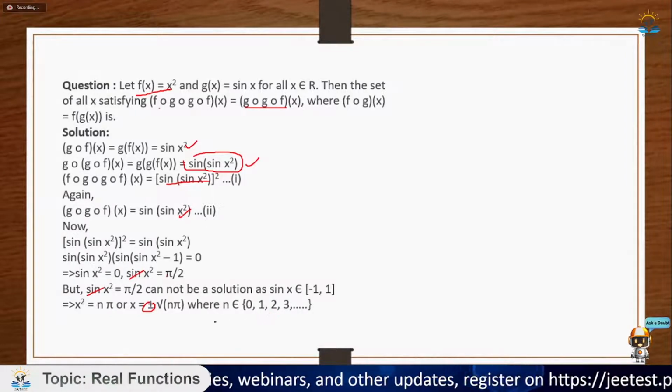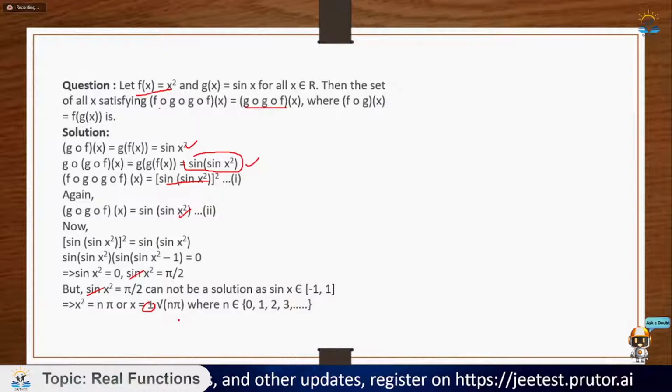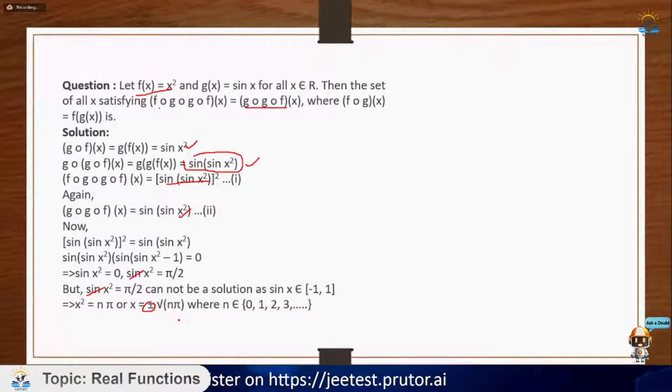And n can't be negative because you don't want negative values inside your root. That's why n can't be negative. So your answer would be from 0, 1, 2, 3. So your answer would be plus minus root of n pi, where n belongs to 0 to all integers. I hope you got it.